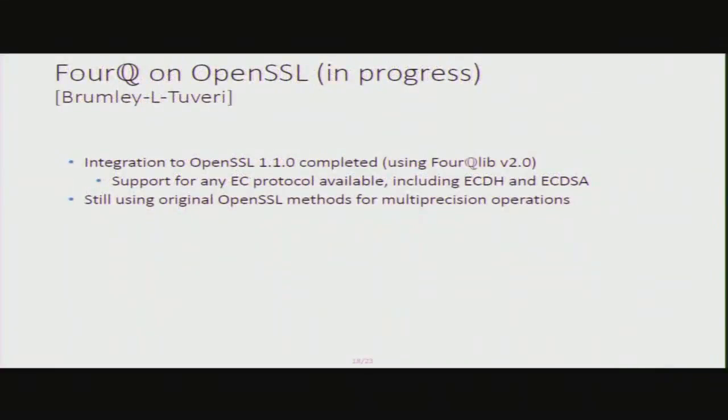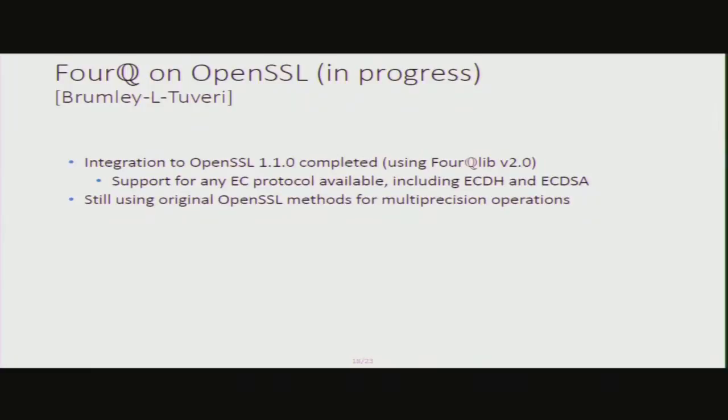Now, let me finish this presentation by showing our work in progress. We are working on plugging 4Q into OpenSSL, and this is work with Bob Bramley and Nicola Tuveri. We have been working on this integration, working with the current version of 4QLib. Actually, that integration is complete. Version 2.0 works with version 1.1.0 of OpenSSL. So there is wide support: any ECC protocol that is out there can right away use 4Q. And we will be releasing the patch for OpenSSL soon.